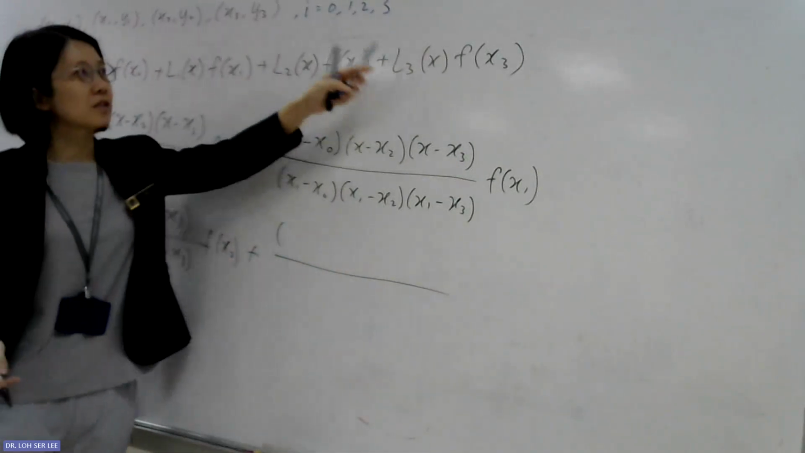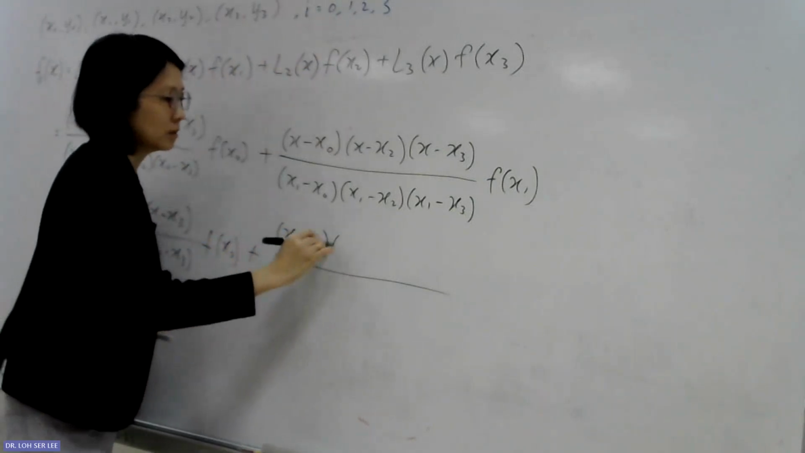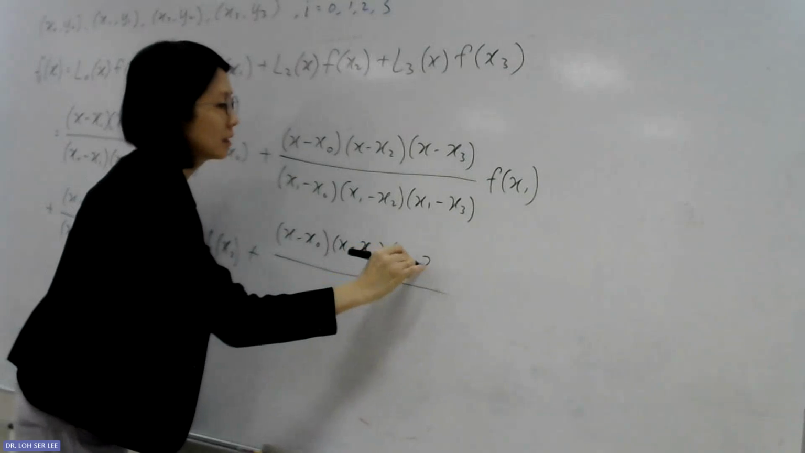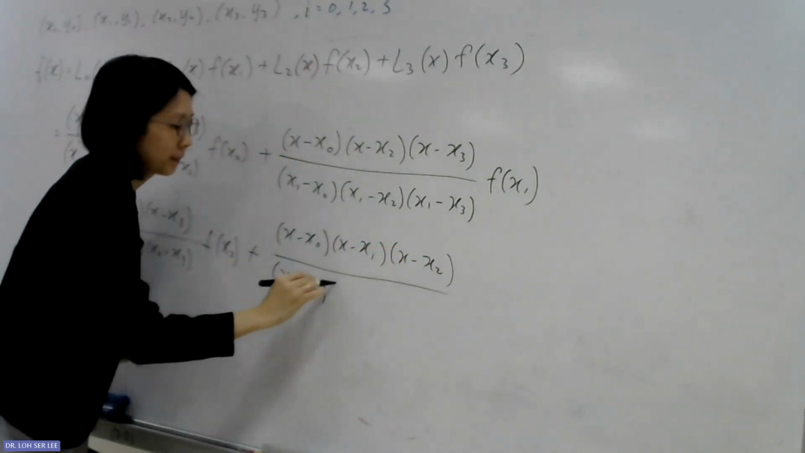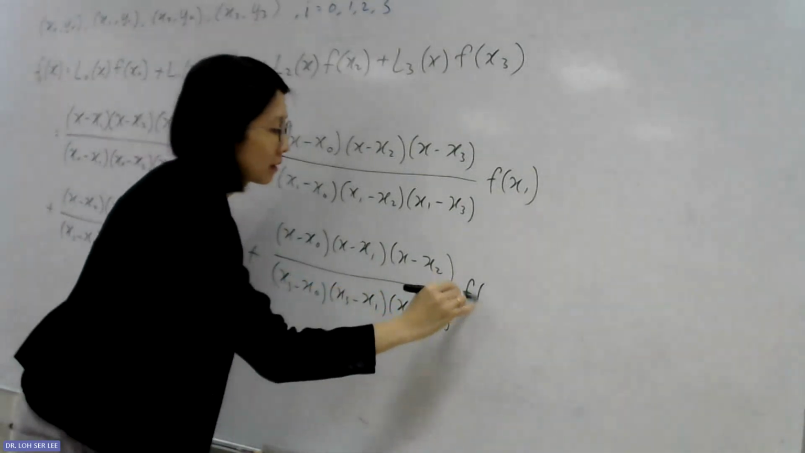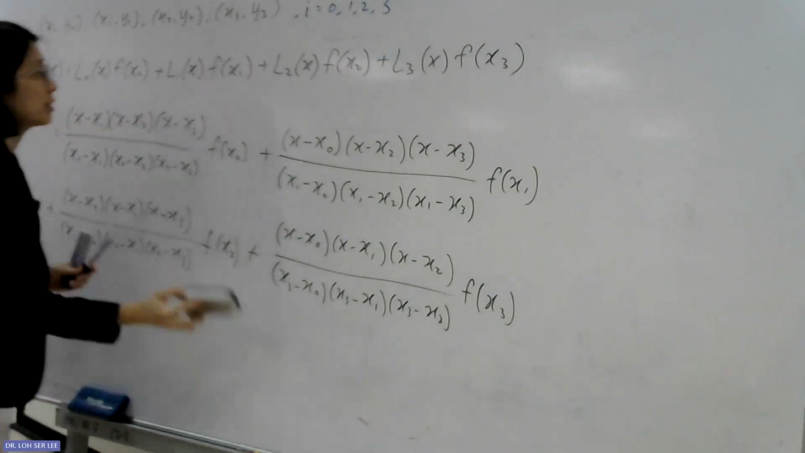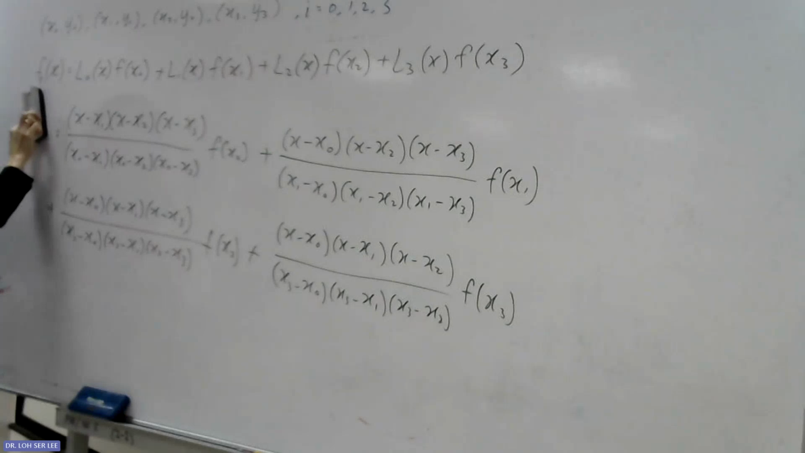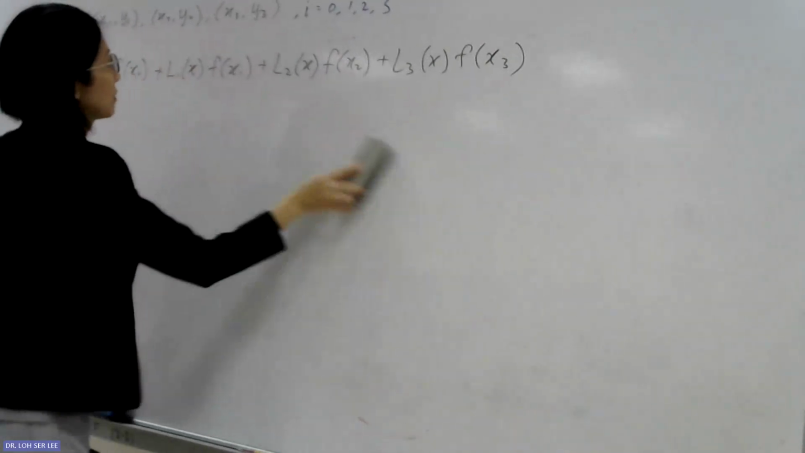And the last one, i is 3, that means 0, 1, 2, over x3 minus x0, x3 minus x1, x3 minus x2, times f(x3). So this is the formula for cubic polynomial. Now it's back to the most basic one, when we have only 2 points.